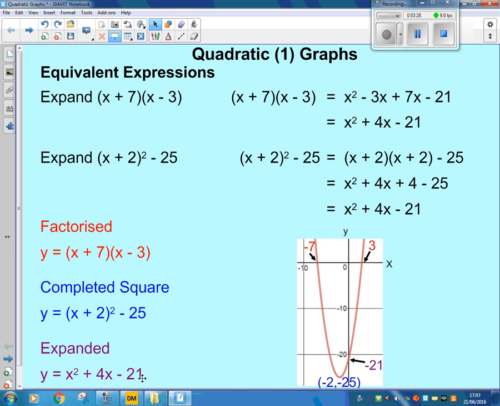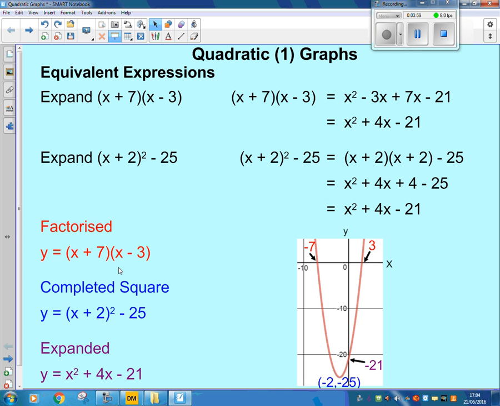The y-intercept is minus 21, but you can also get that very quickly from the others, because it's just saying the y-intercept is where x is 0. If I put x is 0 into the factorized form, I get 0 plus 7 is 7, 0 minus 3 is minus 3, 7 times minus 3, minus 21. If I put 0 instead of x here, I get 2 squared, which is 4, take away 25, is also minus 21. So I can get the y-intercept very easily from any of them.